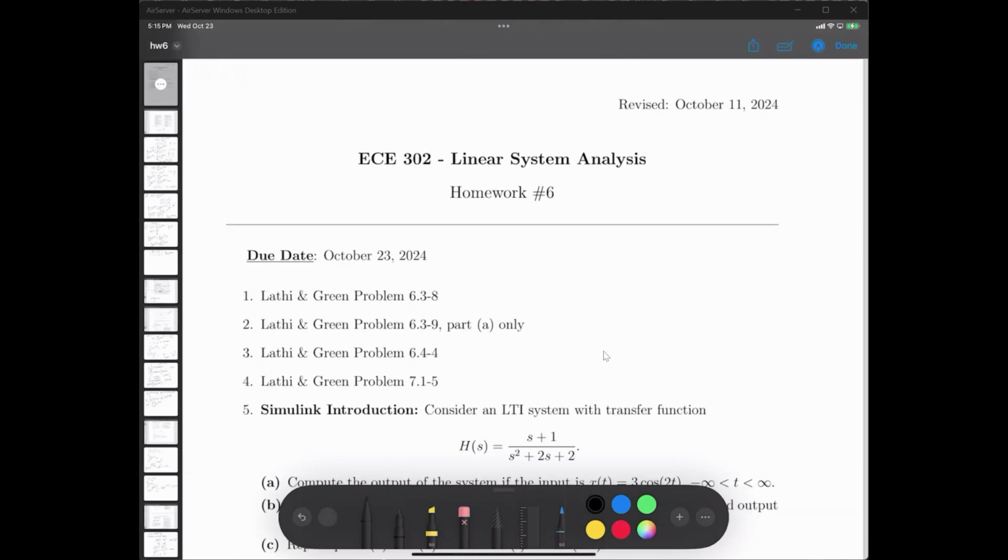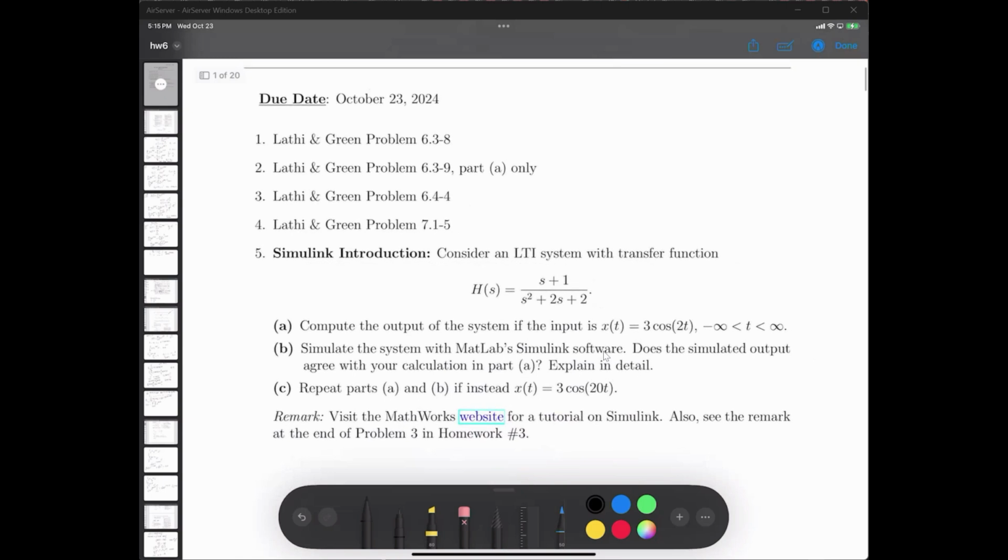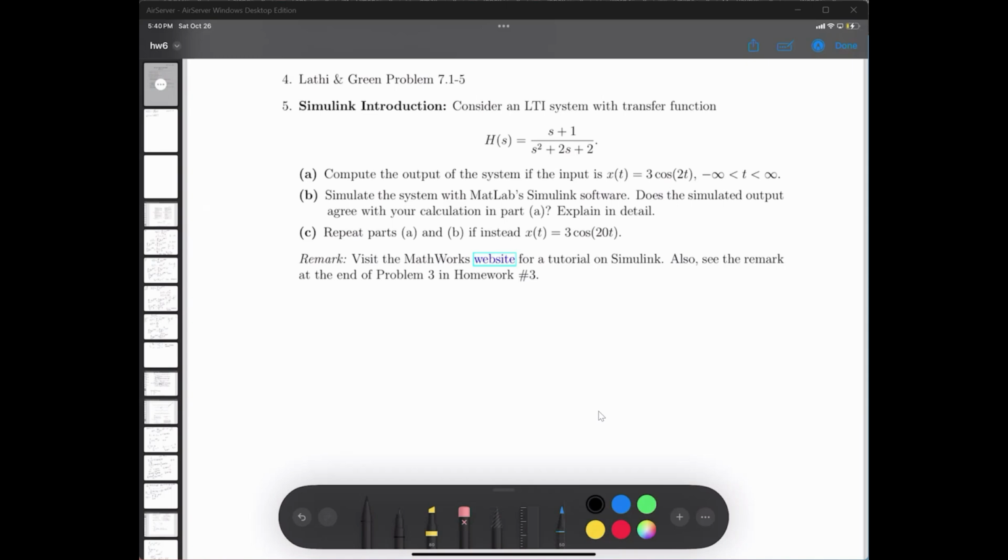Alright, now we have question 5, which states we have a transfer function and we have an input function, and we need to compute the output y of t. Consider an LTI system with the transfer function, and we need to compute for the first problem the input x of t. The most important part is computing the input with the transfer function. But we want the output.